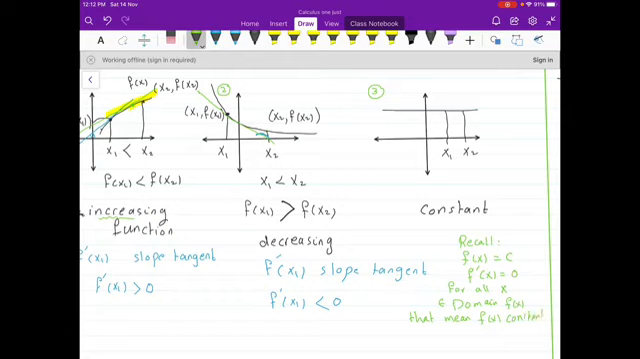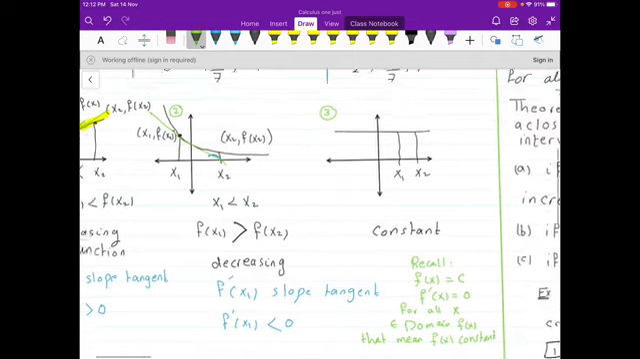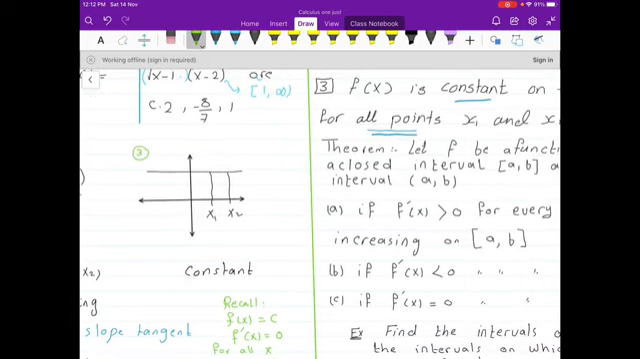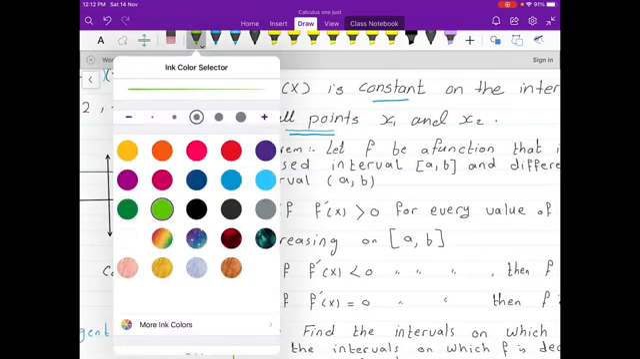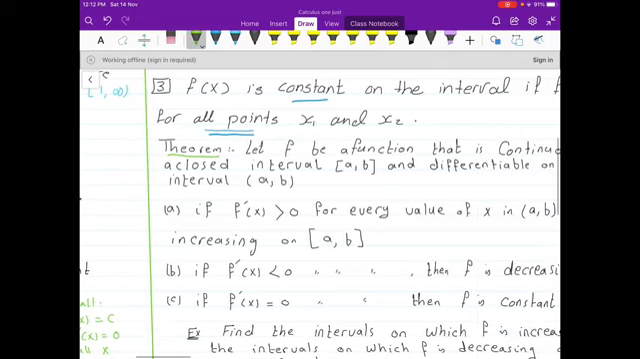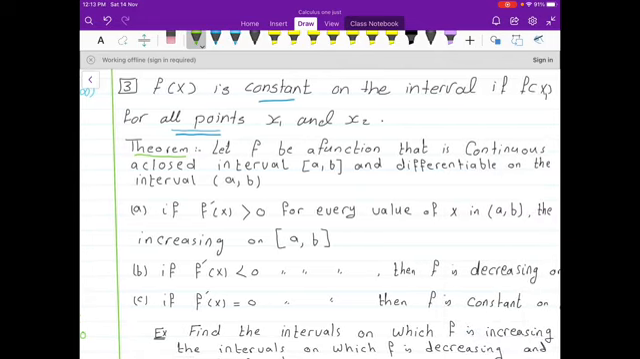So to find the intervals of increasing and decreasing, surely we will not resort to the definition; we have a theorem that helps us find the intervals of increasing and decreasing of a function. So theorem: let f be a function that is continuous on a closed interval [a, b]. If no interval is given to you, you must find the domain of the function. And differentiable on the open interval (a, b).